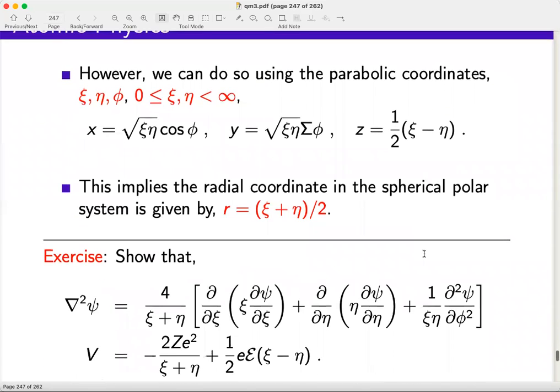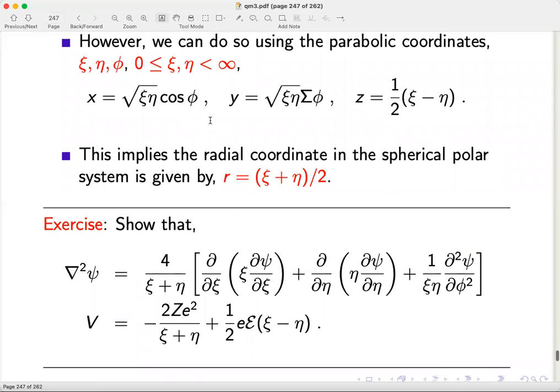So here's an exercise: if you choose this coordinate system, with of course the typo corrected, then you can show that the Laplacian acting on the wave function psi can be written in this particular form. The Laplacian in Cartesian is trivial: d squared by dx squared plus d squared by dy squared plus d squared by dz squared acting on psi. Then just use this change of coordinates and show that the Laplacian can be written in this particular form.